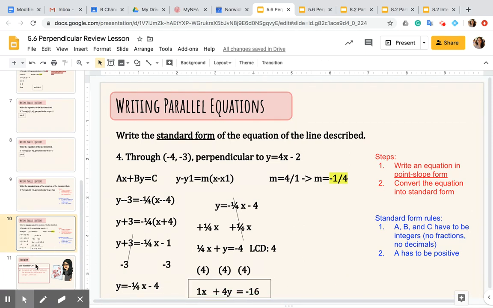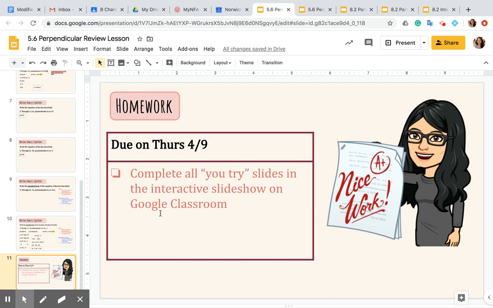Okay, so I'm going to end the lesson here so it doesn't get too long. Let's go ahead and say that the You Try slides on your interactive slideshow that goes with this lesson are going to be due Thursday. That's the day before Good Friday. So give them a go.